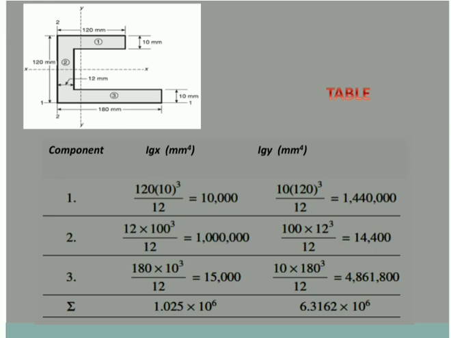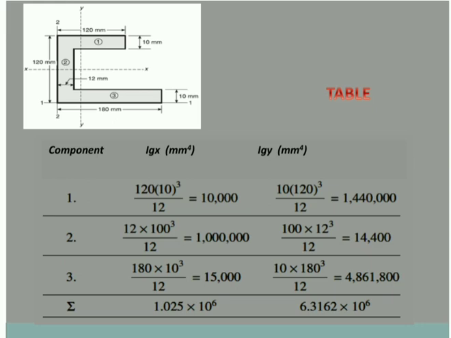Okay, so here we are talking about Igx. X means horizontal axis. So the vertical element's cube we have to take in finding the Igx value for the first element. Igx1 will be 120 into 10 raised to 3 divided by 12. Okay, that is BD cube by 12. Then Igy1 will be DB cube by 12.